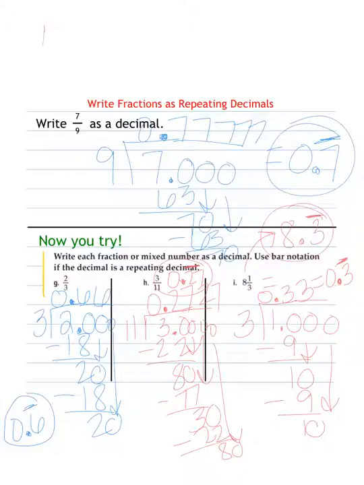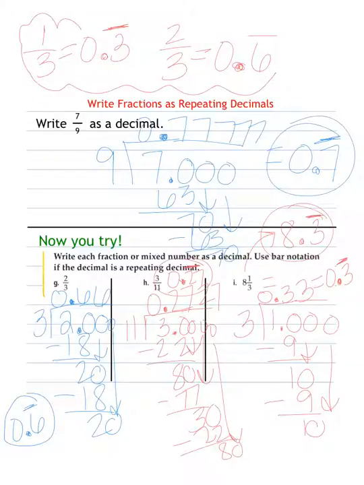So 1/3 is good to remember and know forever as 0.3 repeating. 2/3 is 0.6 repeating. These would be important and good to include in your notes.